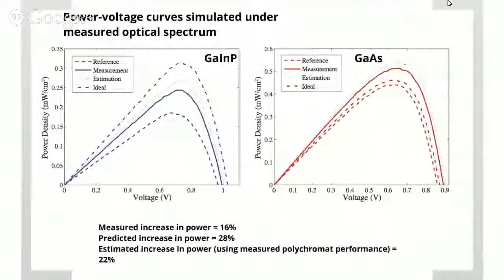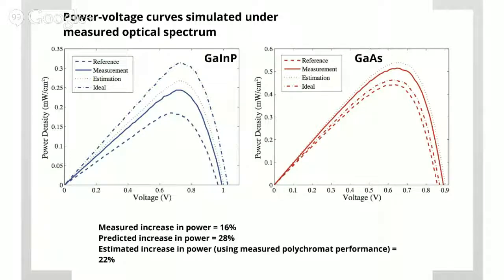And you can also look at the optical efficiency, which is relatively close, and you can also compare it to the power. So the key points here: the measured increase in power is 16%, the predicted increase in power is 28%, and if you get rid of any errors from the polychromat itself, the estimated increase in power is 22%. So they're relatively close. We think we understand most of the issues here. There's still a little bit of it.